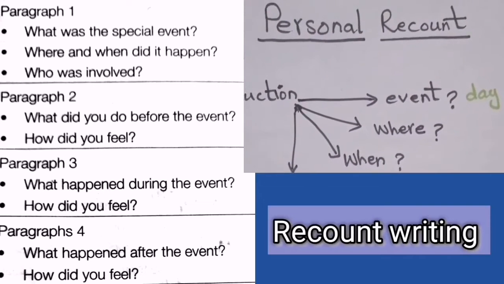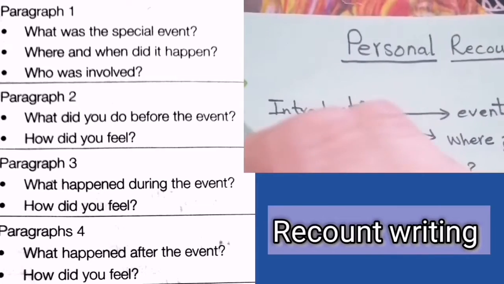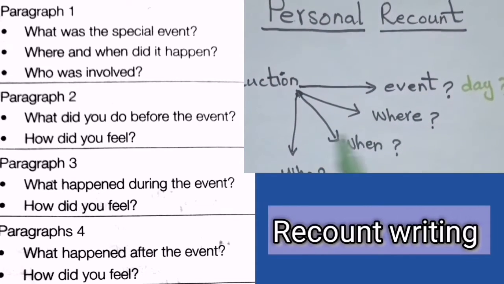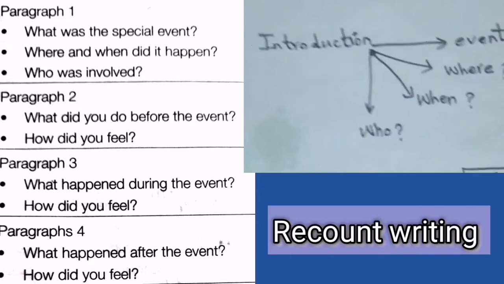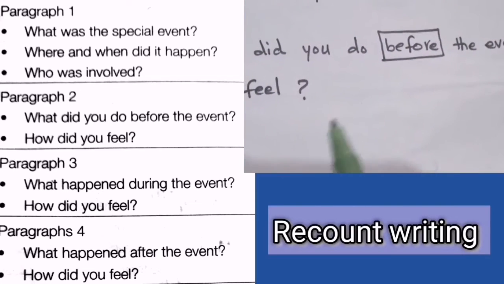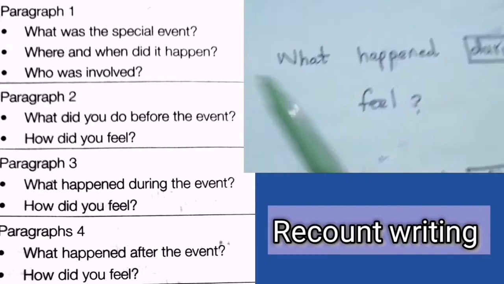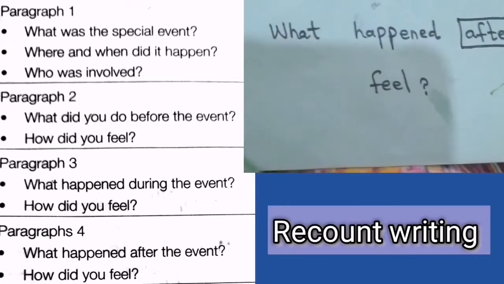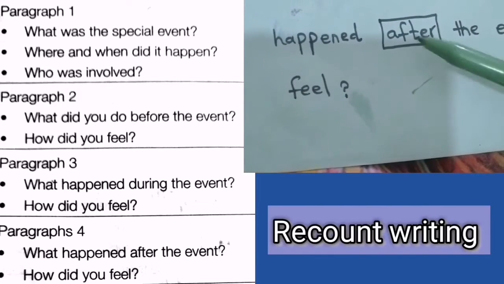Let's learn how to write a personal recount. In paragraph number 1, we give introduction. We introduce the event or the day, where did it happen, when did it happen, and who was involved. Then you will write what did you do before the event and about your feelings. What happened during the event, and then you will write about your feelings. What happened after the event and about your feelings. It's all about your personal recount.